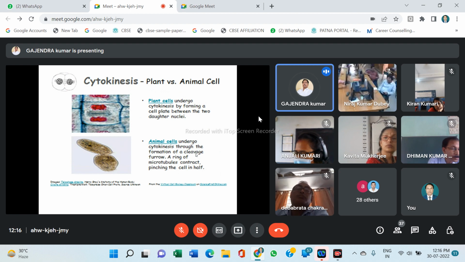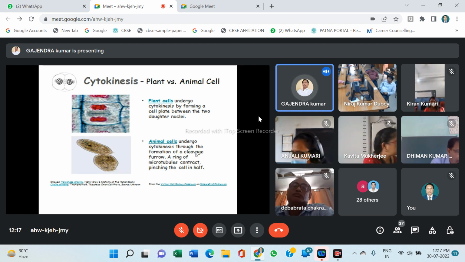Now, cytokinesis: cyto means cell, kinesis means division. Division of cell. Cell will cut into two equal half. Plant cell undergo cytokinesis by formation of cell plate. It's very important thing to get clarified before the students that yes, you must know that how cytokinesis takes place in plant cell with the help of cell plate formation.